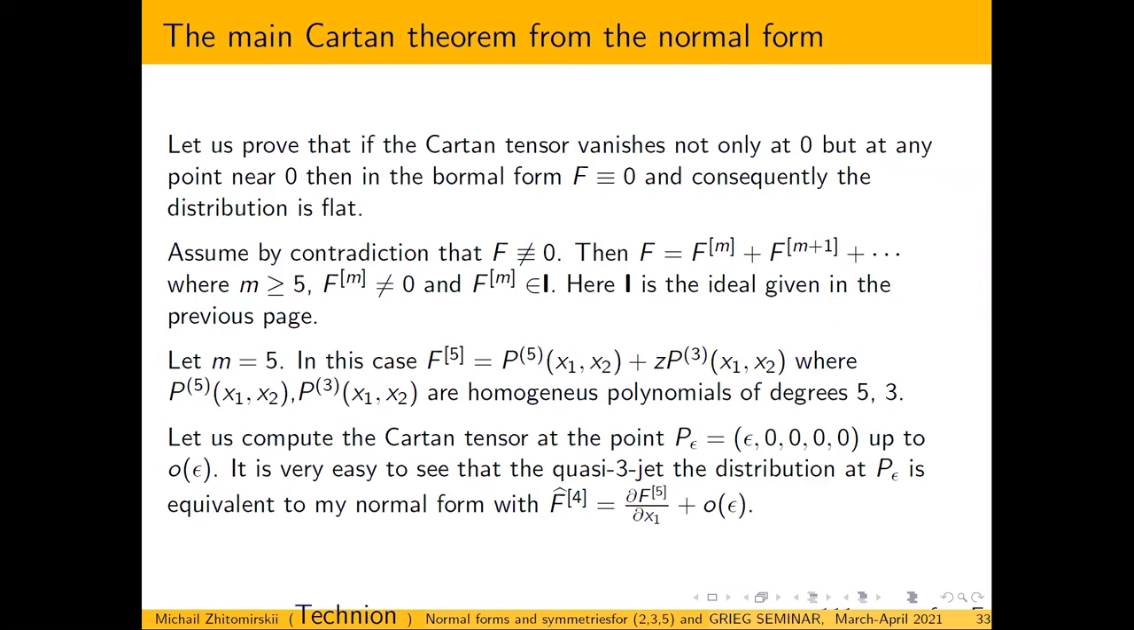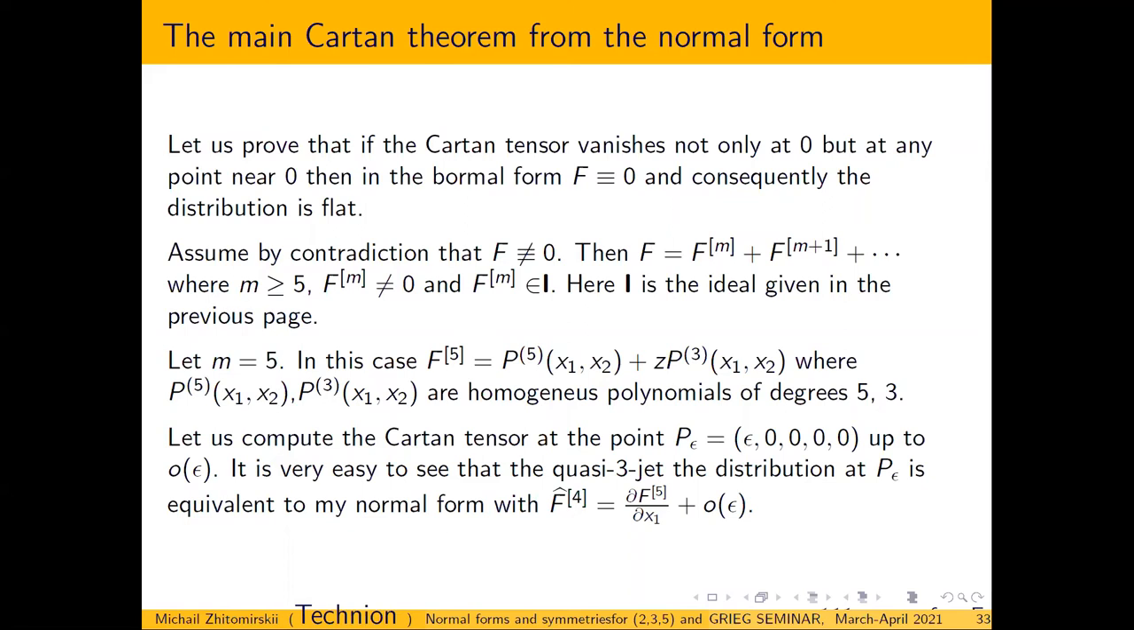Well, you know that this main Cartan theorem is not simple. Cartan proves it after he constructs this tensor. After that, the proof takes one page in Cartan's paper, but constructing this tensor, you know how many pages it takes. So anyhow, let me prove it using the normal form. I need to prove that in my normal form, this F is zero. That's what I need to prove.